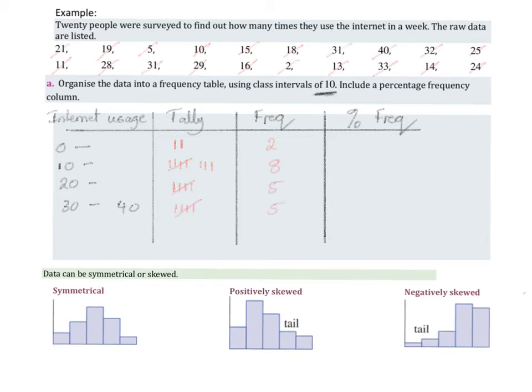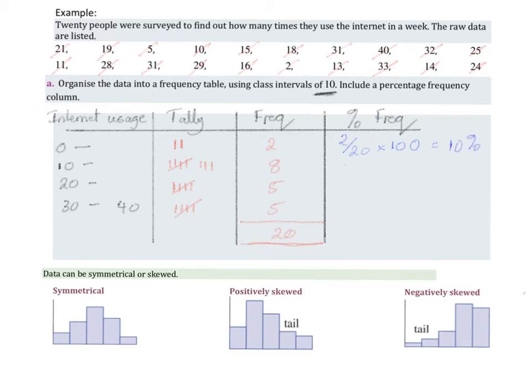Okay, having finished all those now, remember we had 20 people. So what should our frequency column add up to? Should add up to 20. 8 and 2 is 10, and 5 plus another 5 is 20. So I have used all of my data there. Percentage frequency. To calculate the percentage frequency, we take the frequency, which in this case for the first one is 2. We divide it by the total number, which is 20, and we times it by 100. So when you do that, you get 10%.